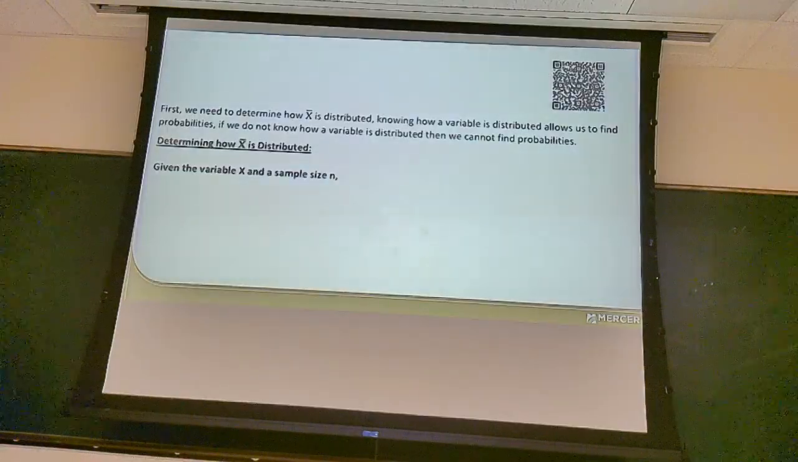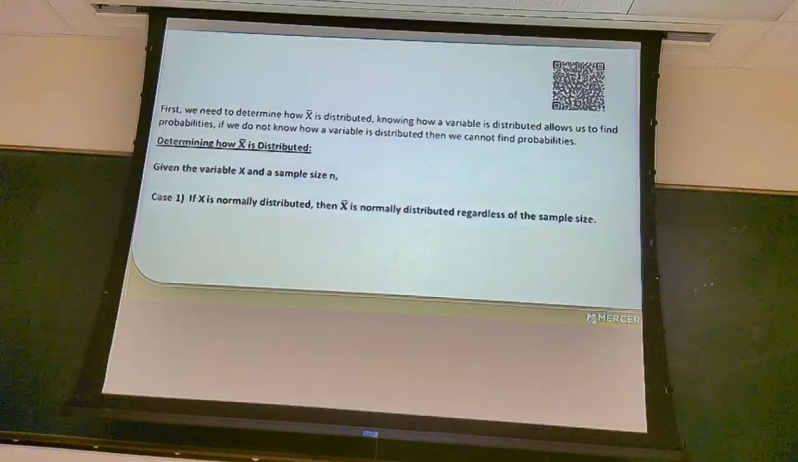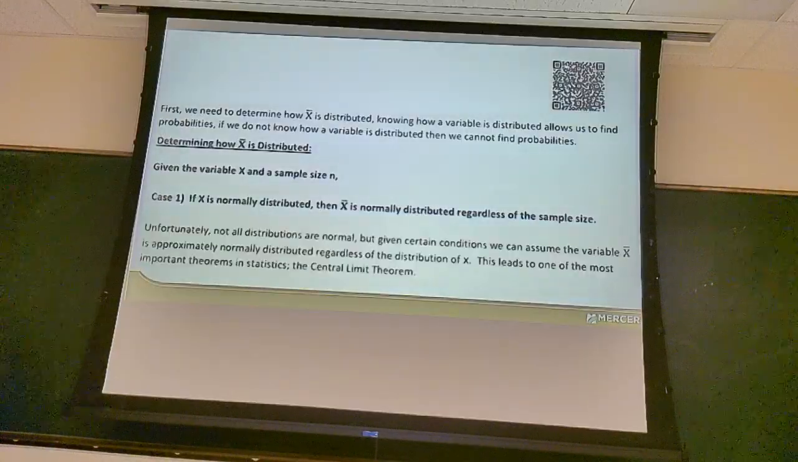So given the variable x and a sample size of n, there are 3 cases that we examine. First case is x is already normally distributed. If that's the case, then x bar will be normally distributed, regardless of your sample size. However, generally speaking, your population is not normally distributed, and it's very rare that a population is perfectly normal.